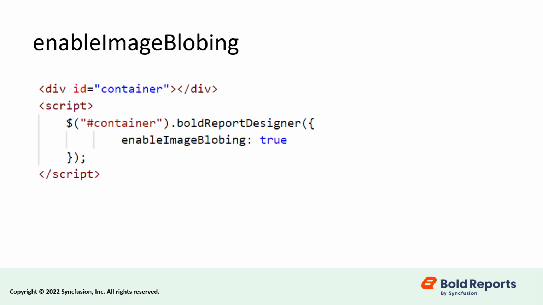Another feature that has been added to the Report Designer is the client-side API that loads images through XML HTTP request to avoid sending data through URLs. Set the Enable Image Blobbing property to true to load images through XML HTTP request.